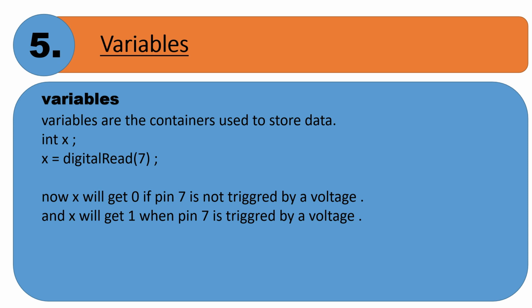Now the next line is very important. Here what we are doing: x is equal to digitalRead(7), and we know that digitalRead only gives 1 or 0. So we are just assigning this digitalRead to x. Now x will store that 0 or 1, whatever is given by digitalRead, and we can do all the operations on x, and now we don't need to use this digitalRead(7) all the time.